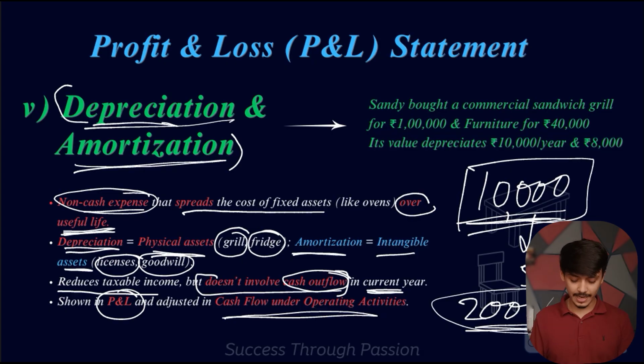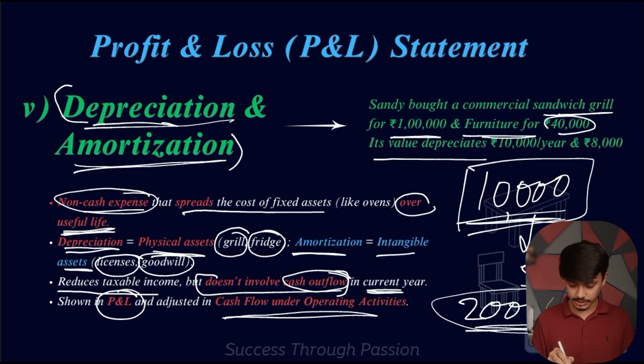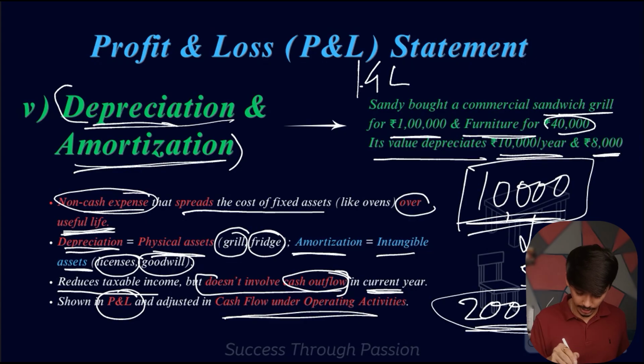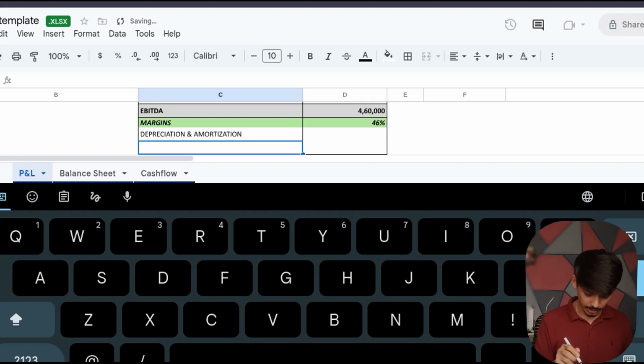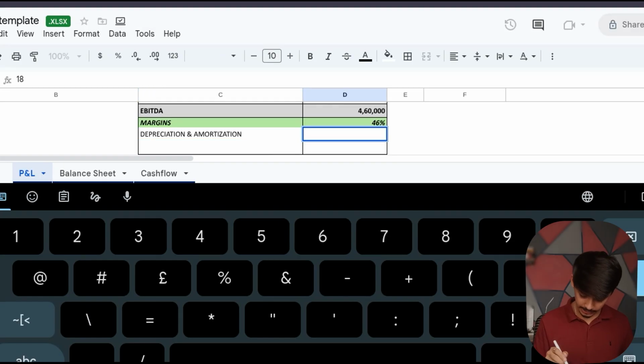For our example of Sandy's company, Sandy bought a commercial sandwich grill for 1 lakh and furniture for 40,000. Their value depreciates 10,000 a year and 8,000 a year respectively. So the two assets that we have in our case study are the sandwich grill and furniture, which total 1.4 lakh, and the depreciation for every year is 18,000, which is 10,000 plus 8,000. We will take this 18,000 into our P&L statement. Over here we have added depreciation and amortization, and we are going to plug in 18,000, which is the amount that we have incurred for depreciation.